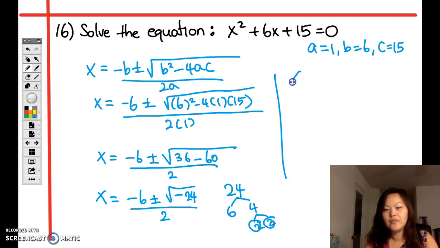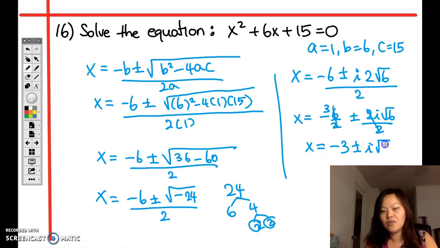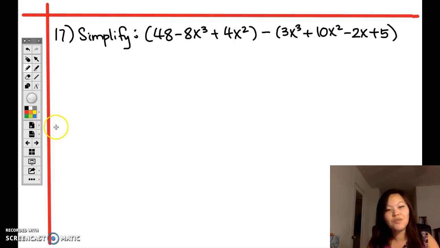So there you go. X equals negative 6 plus or minus. And then don't forget the square root of negative 1 is an i, so pull out the i. Okay, and then you go 2 square root of 6 over 2. Again, the heart or just separate it. Negative 6 over 2 plus or minus 2i square root of 6 over 2. Simplify. X equals negative 3 plus or minus i square root of 6 is your answer. So 15 and 16 are exactly the same. Don't stress out, just do it.